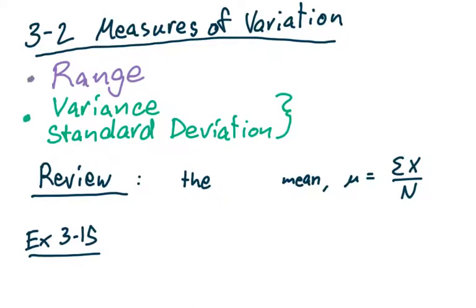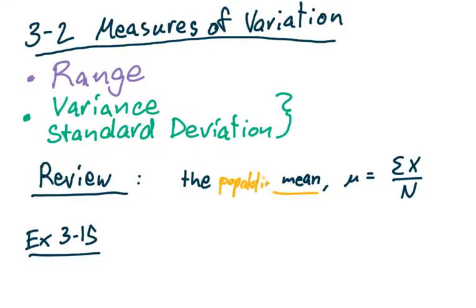Okay. All right. So let's just review. In 3-1, we talked about a measure of center. One particular measure of center, the mean. Okay. And here, if we're using this notation, notice that this is the population mean.